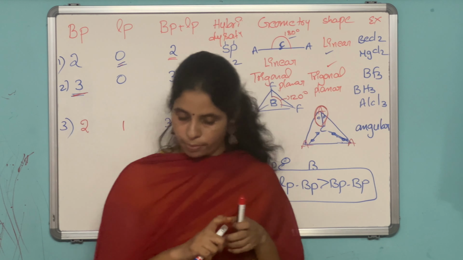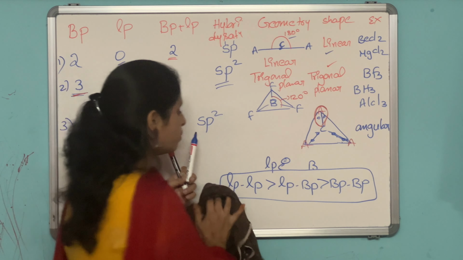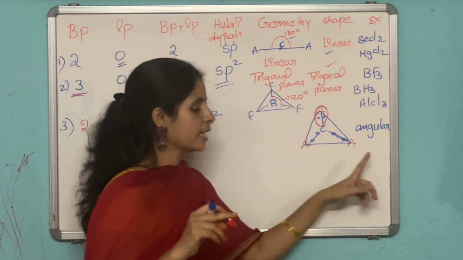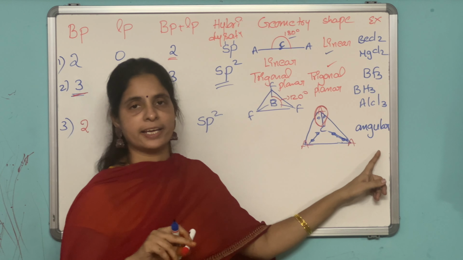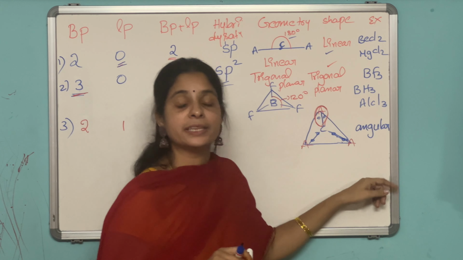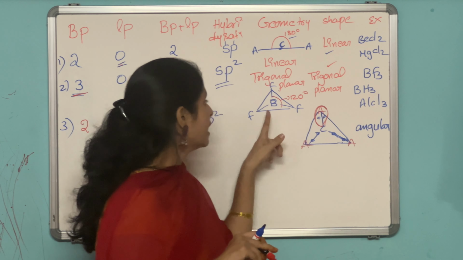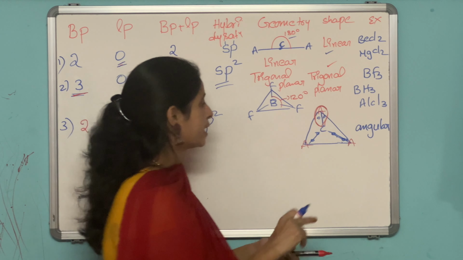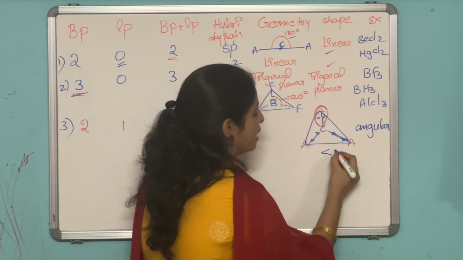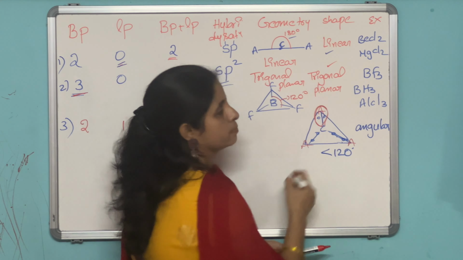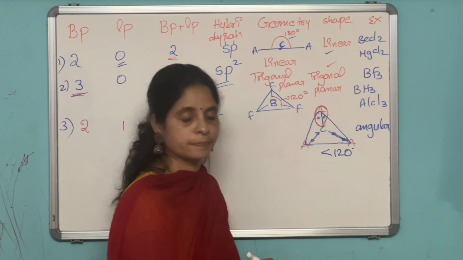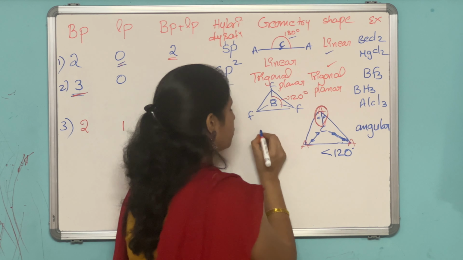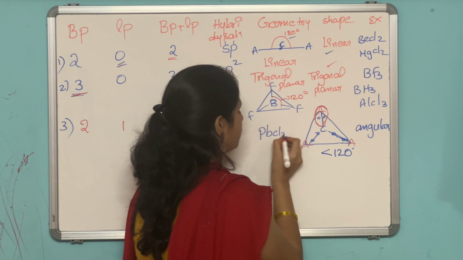Now we'll get into the topic. So what is the shape now? Here the shape of this one is angular, with the bond angle. The bond angle was 120 degrees, but because of the repulsions, the bond angle will decrease to less than 120. Less than 120. And an example for this one, you can write PbCl2.